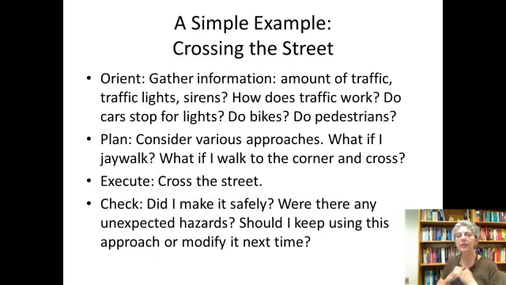Once I have this information, my next step is to plan. What am I going to do? Am I going to stand on the corner and wait for the light? Am I going to jaywalk, or how do I want to proceed? Execute is crossing the street. And checking is, did I make it safely? Thinking back, were there any hazards? Did I have a close call? Is there something I want to avoid the next time I do this?